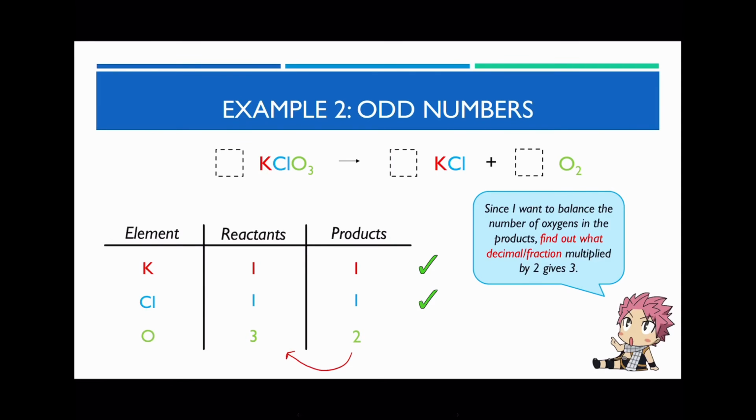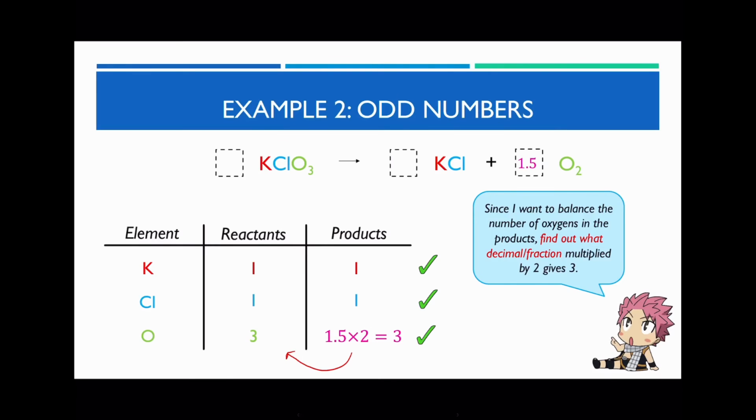So this is a bit of trial and error. Therefore, find a decimal that when multiplied gives you 3. In this case, if you multiply 1.5 by 2, this will give me 3. And by adding a 1.5 in front of the O2, this now balances the chemical equation.